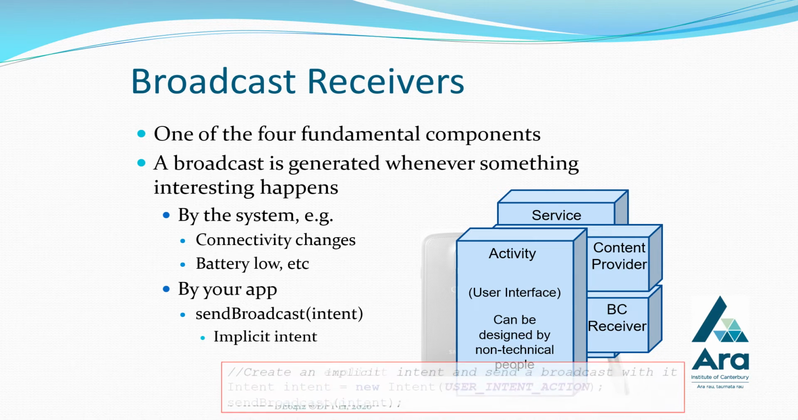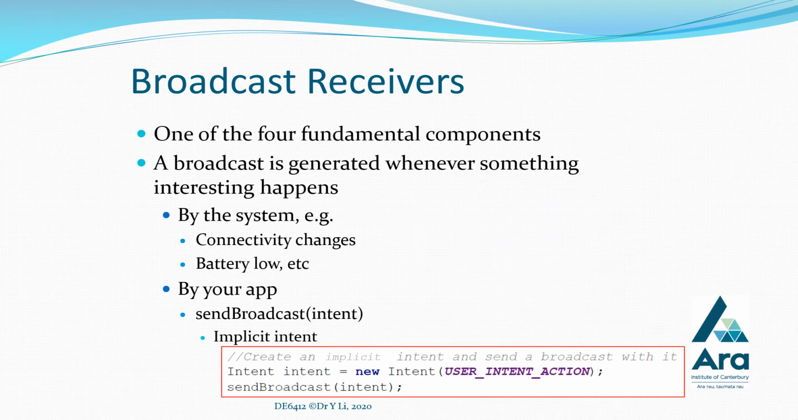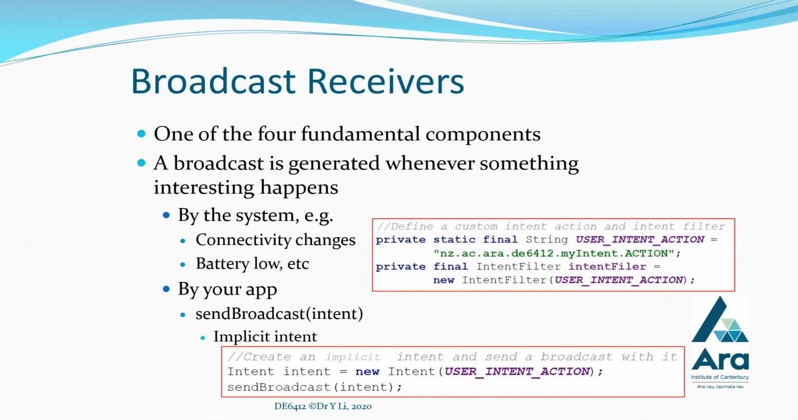For example, we create an implicit intent with a custom action, and call the send broadcast method to broadcast the intent. The custom action is a unique string, which is normally defined as a constant. We can also define the intent filter for it for later use.